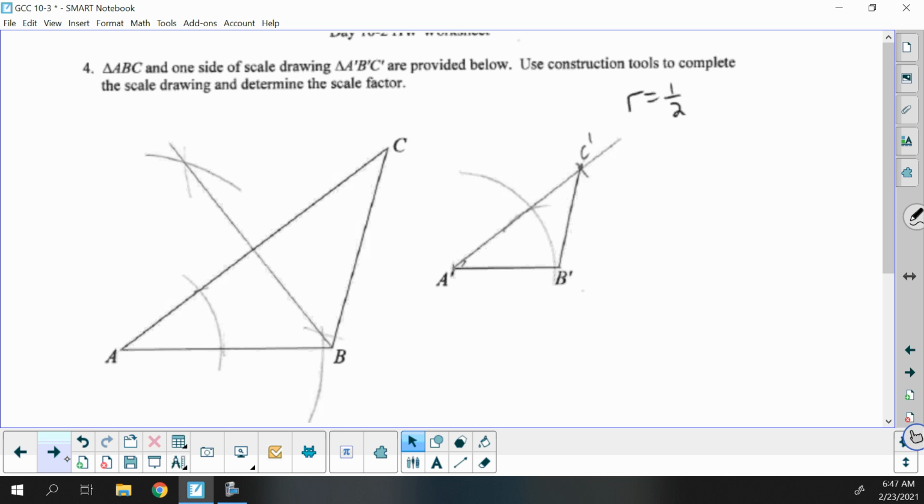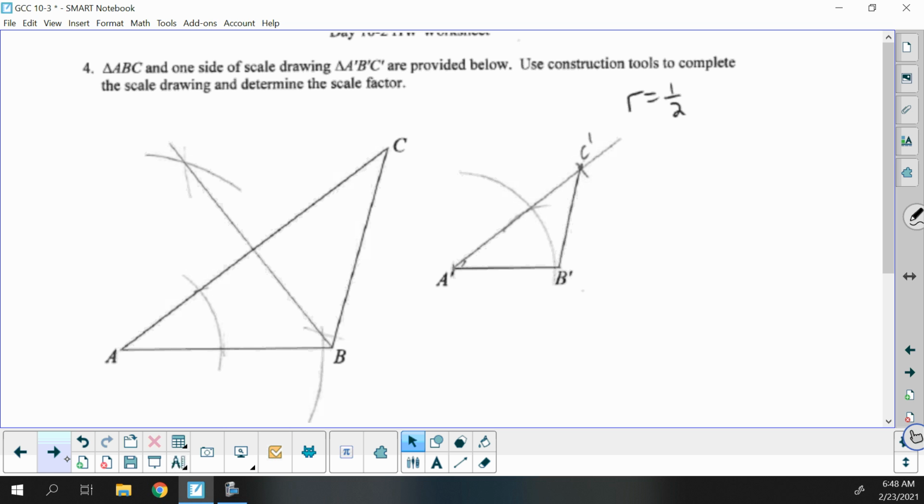So here they gave us A prime, B prime. We needed to measure it and see how many of them fit on AB. And it was off just by a tad, but it should have been that it's a scale factor of a half roughly. So then you had to copy either angle A or B.